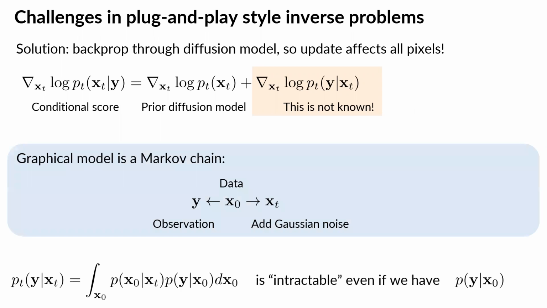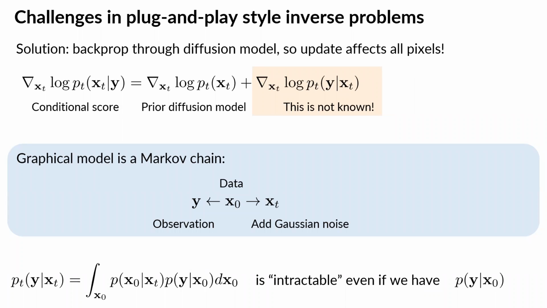To gain more context, you can think of the graphical model of this process as a Markov chain. I have data, which is x naught, in the middle. On the left, I generate the observation, and on the right, I can add Gaussian noise to simulate the forward diffusion process. Conditioned on the data, y and xt are conditionally independent. So I can get this integral, p of y given xt, as a marginalization over all the possible x0. However, this quantity is intractable because we have this term, x0 conditional on xt.